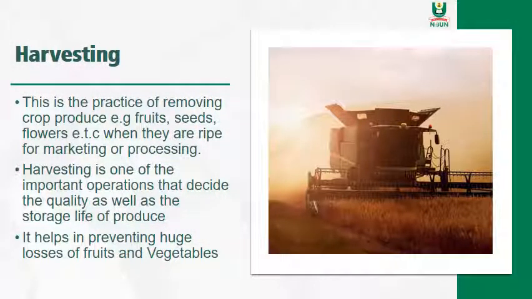We'll be discussing harvesting, and we want to start by definition. Harvesting is simply the practice of removing crop produce, be it the fruits or the seeds or the flowers, depending on what is of economic importance to the farmer, when they are ripe for marketing or processing. Harvesting is one of the important operations that decide the quality as well as the storage life of a produce, because harvesting should be prompt and timely so that the produce on the field will not deteriorate and get spoiled. So it helps in preventing huge losses of fruits and vegetables. Harvesting is a life saver.